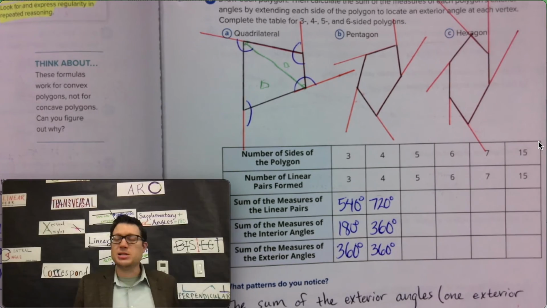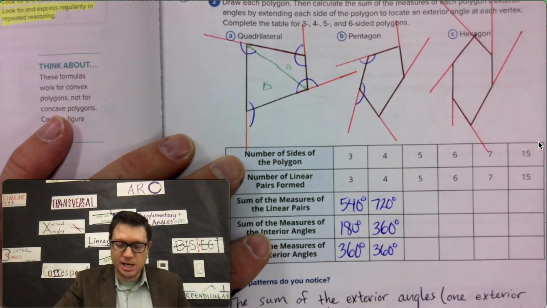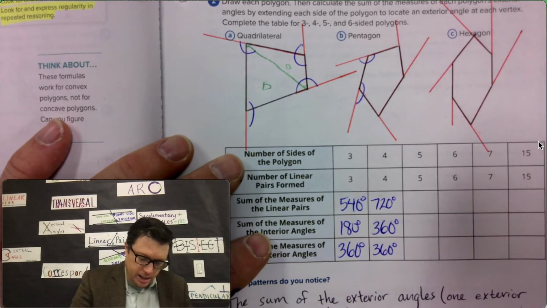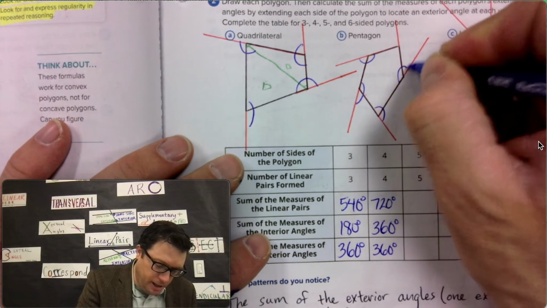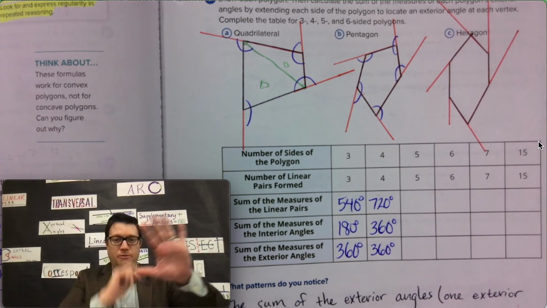Let's do it for the pentagon. Same idea, right? So you have linear pair, linear pair. Remember, that is the vocab word of the day, linear pair. And let's see, linear pair, linear pair, linear pair. 5 linear pairs, 180 for each of them.